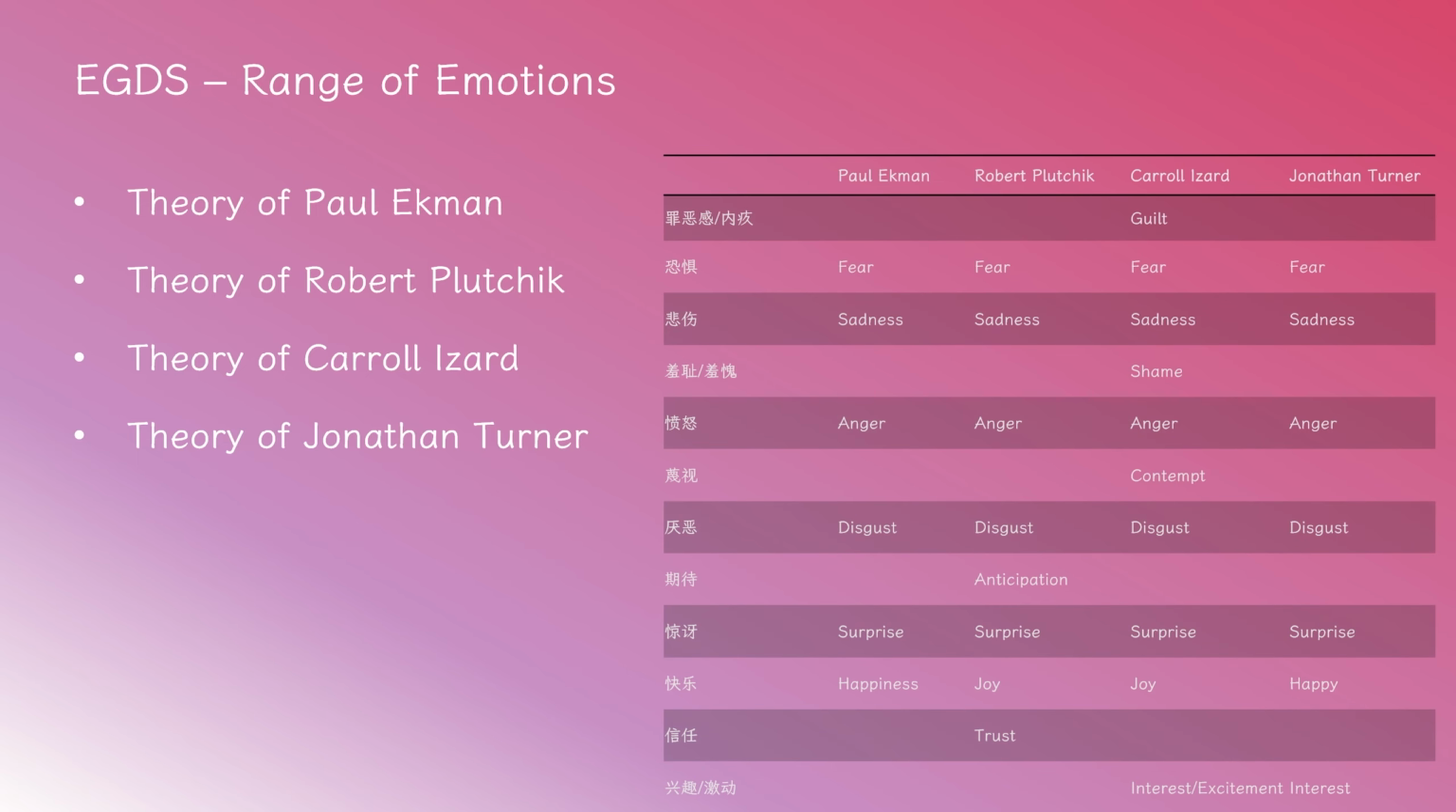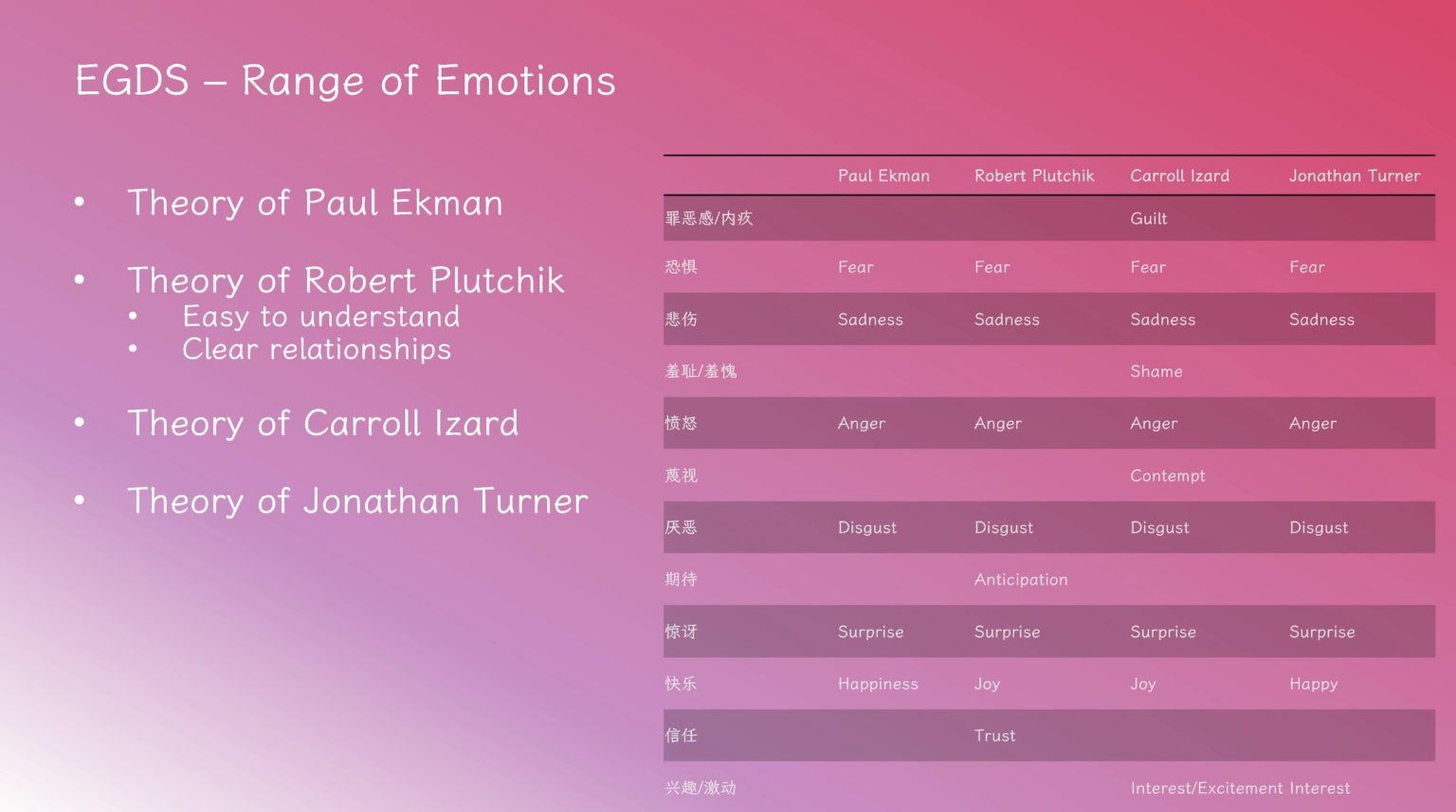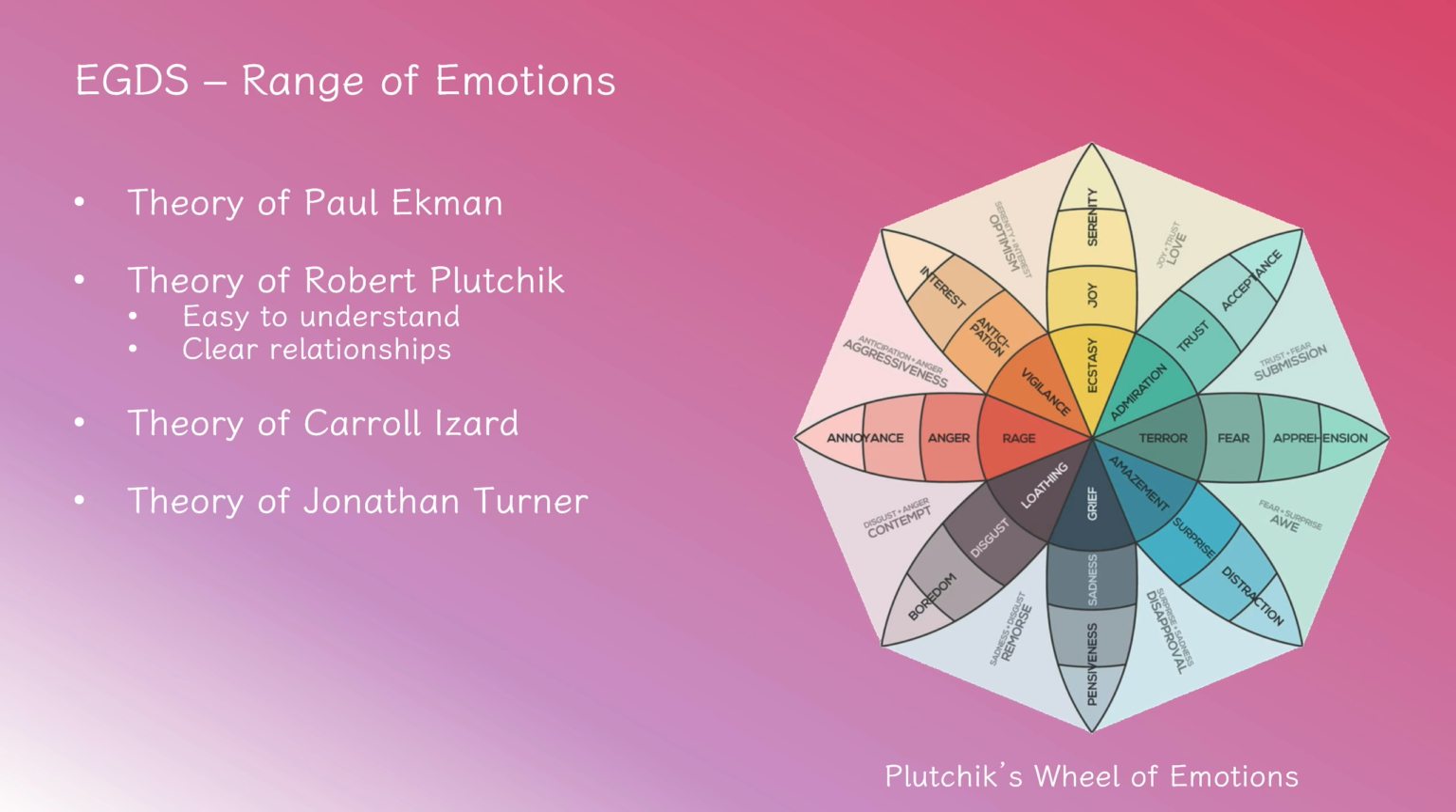those most commonly accepted theories about emotions, and I chose the theory of Robert Plutchik because it is easy to understand and there are clear relationships between the different emotions. This is Plutchik's wheel of emotions. At the very center, there are basically 8 core emotions, and based on each of them, according to different arousal levels, there will be different sub emotions, something like that.